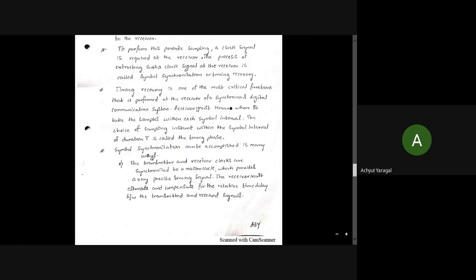That is, first we have one master clock defined, which is synchronous with the transmitter and receiver and provides the timing signal. Then the receiver is responsible for estimating the clock signal between the transmitted and received signals. So this is the first method.